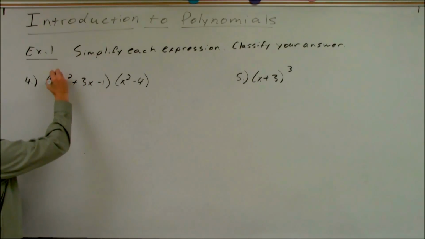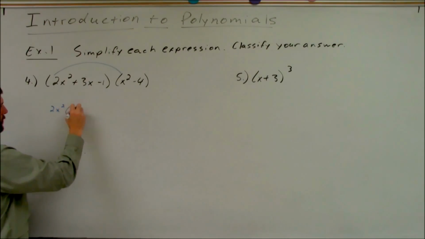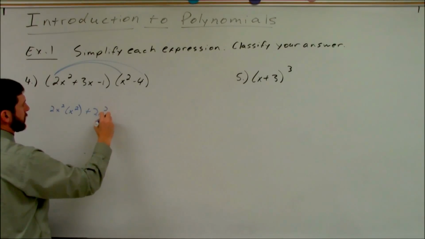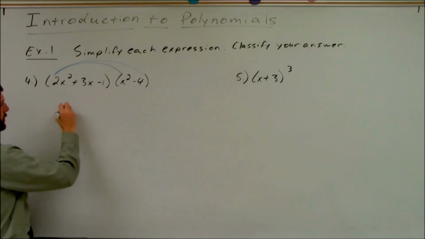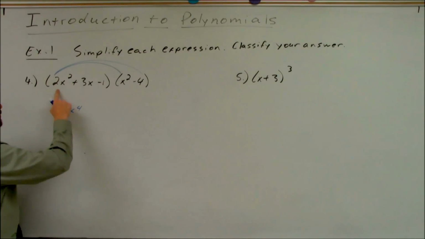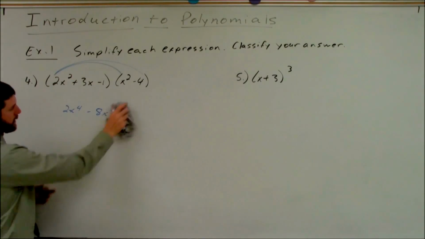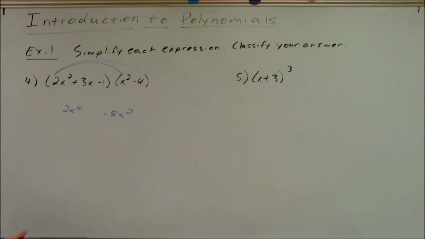So we go through and distribute 2x squared times x squared plus 2x squared times negative 4. And here's what I'm going to do. I'm actually going to multiply these out. I'm not going to write those. Y'all know those. So 2x squared times x squared is 2x to the 4th. 2x squared times negative 4 is negative 8x squared. And I'm going to write it like this so y'all can see the technique I use to be able to combine my like terms.